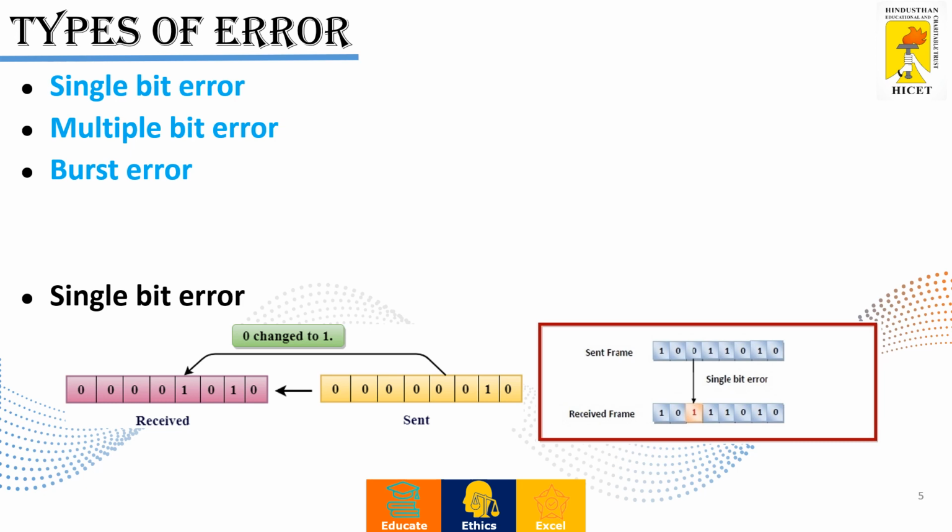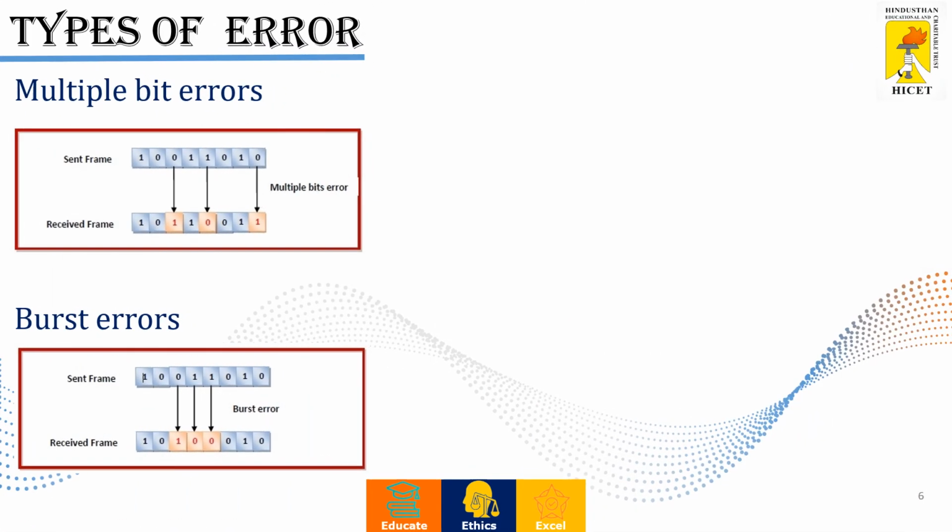Single bit error. In the received frame, only one bit of a given data unit is changed from 1 to 0 or 0 to 1, then that kind of error is known as a single bit error. A single bit error does not appear likely in serial data transmission. These single bit errors mainly occur in parallel data transmission only. And what is a multiple bit error? In the received frame, if more than one bit is corrupted, then it is called a multiple bit error.